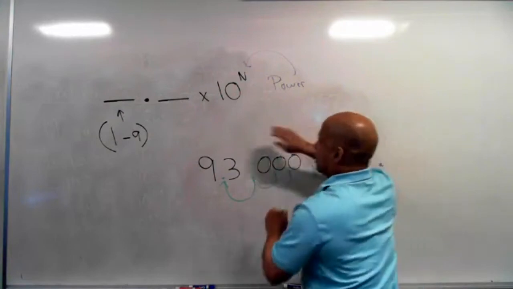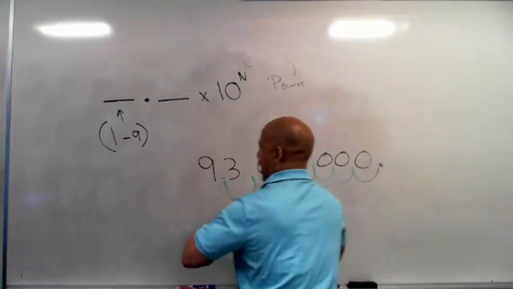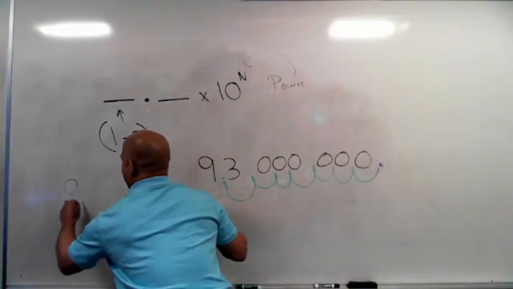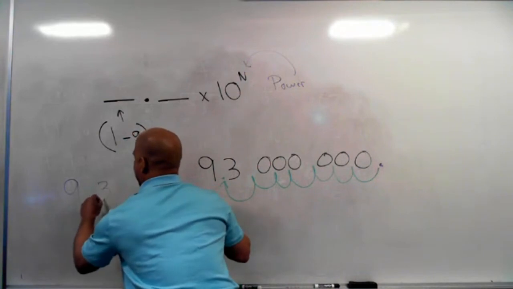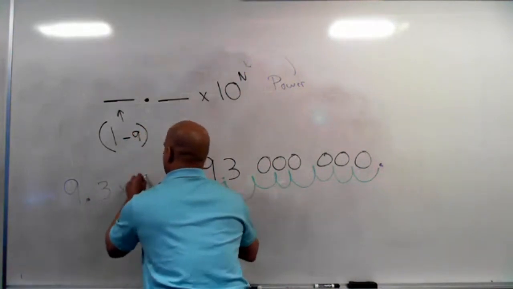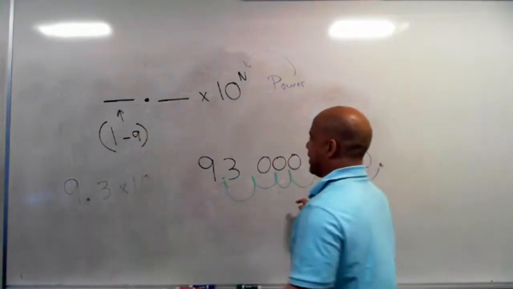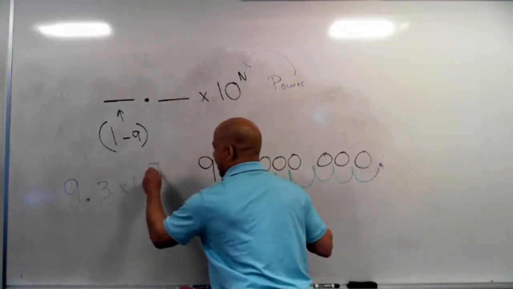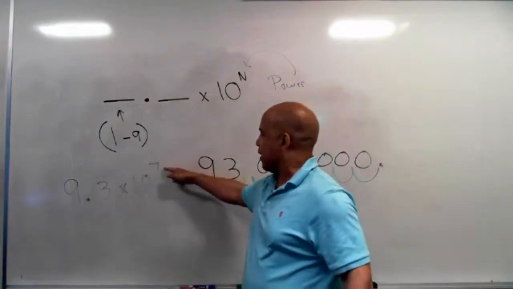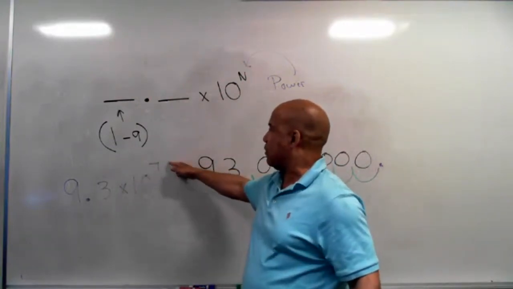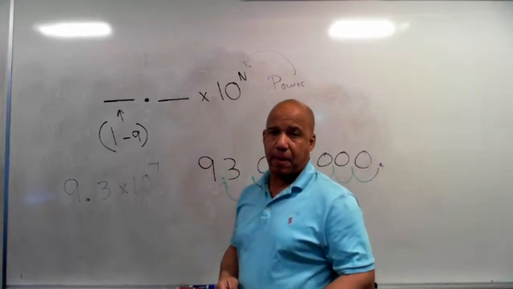So to write this number in this form, I'm going to write 9.3 times 10 to the, and I had to move it 7 places. So I'm going to write a 7 there, because the exponent tells me how many times I had to move the decimal to put it into this form.